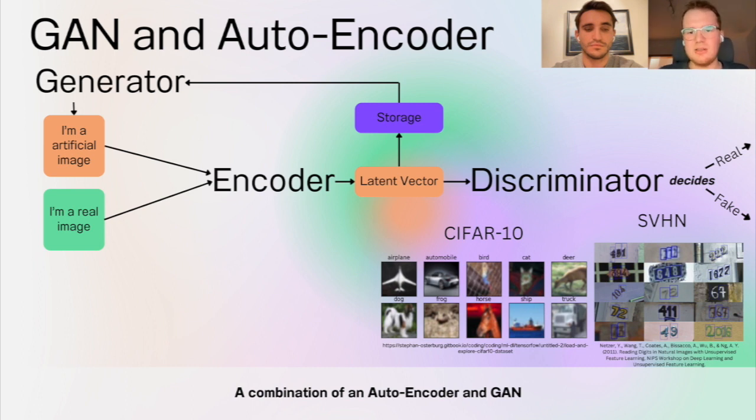As datasets, the authors used CIFAR-10, which is just a dataset of 10 classes like airplane, cat, and birds, and so on. And Street View House Numbers, which is just what the name says, photos of house numbers.